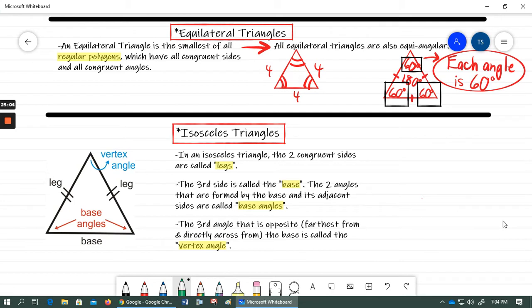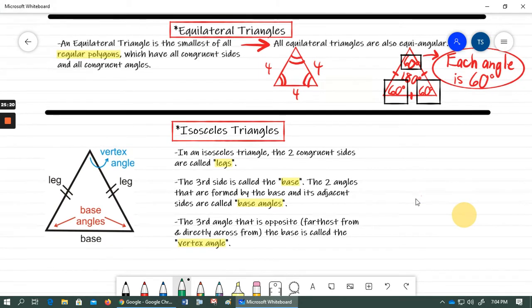So again, folks, these are those different parts, those different components of isosceles triangles, and you need to be able to recognize them and know what they are, know what they're called. So, folks, we've got the legs, which are the two congruent sides in an isosceles triangle. We've got the base, which is that third side that's not the two legs, right?